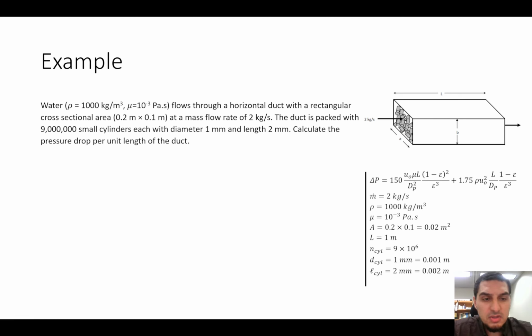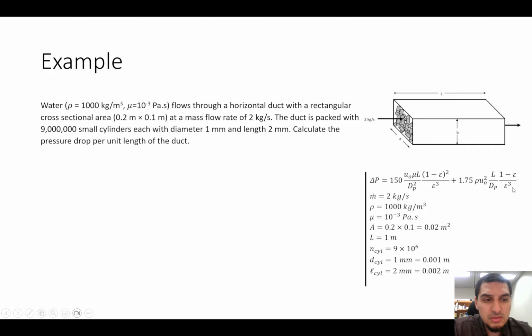So I put here all the information that we have: the equation that we use for the pressure drop, the mass flow rate, the density, the viscosity, the area, which is length times width, the length of the duct, and the number of cylinders, the diameter, and the length of these cylinders.